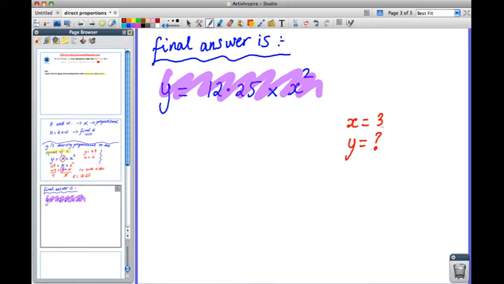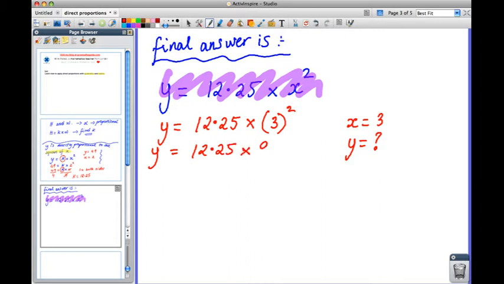So in this case, I'm going to replace the x with a 3 in my equation, and then I'm going to multiply by 2.25 without forgetting to square that number, and then it's going to give me the value of y. So I'm going to say y is equal to 12.25 times x squared, and we know x is equal to 3 here, so I'm going to do a 3, and then I'm going to square it, and that gives me 12.25 times 9. And to do that, 12.25 times 9 gives me 110.25, and there's my answer.